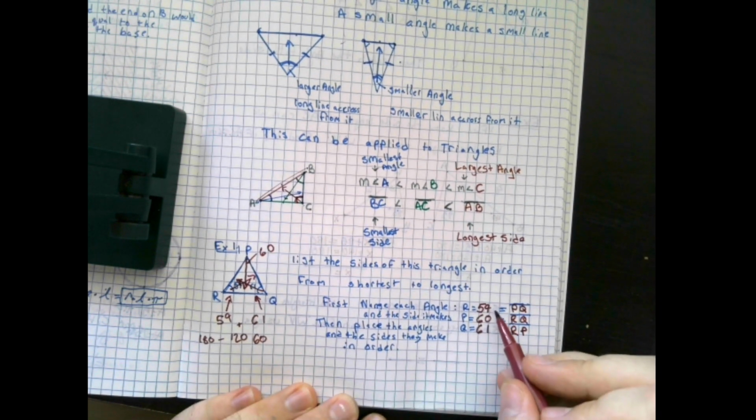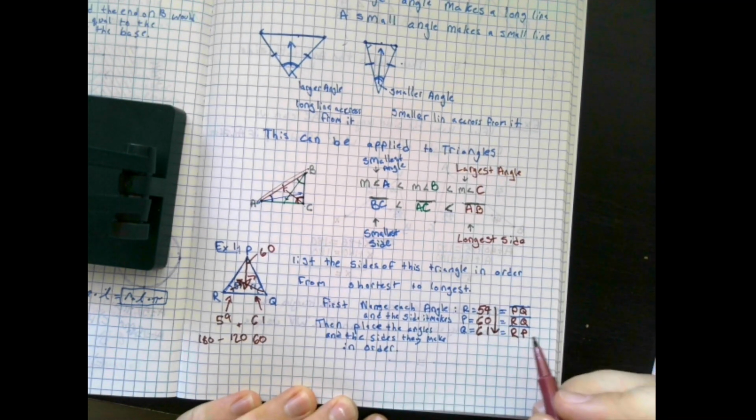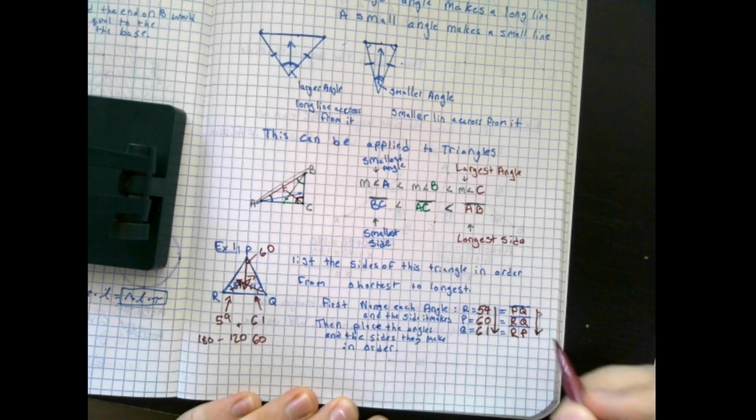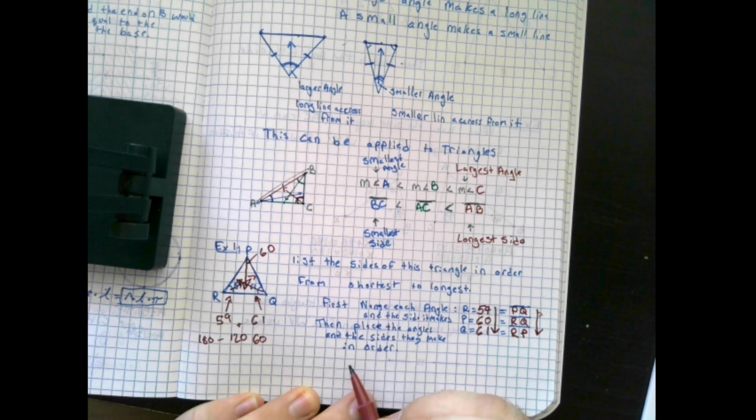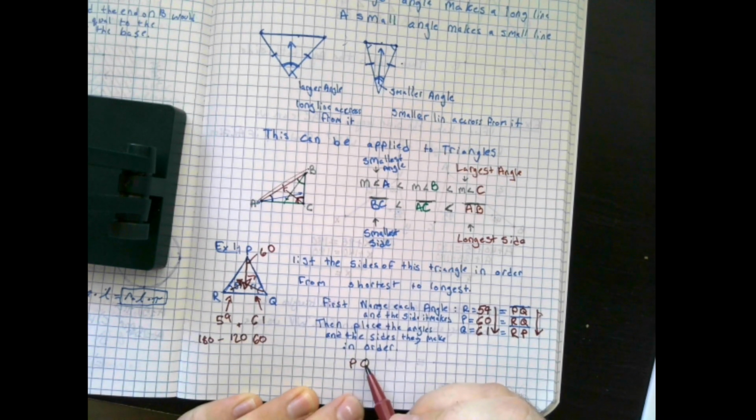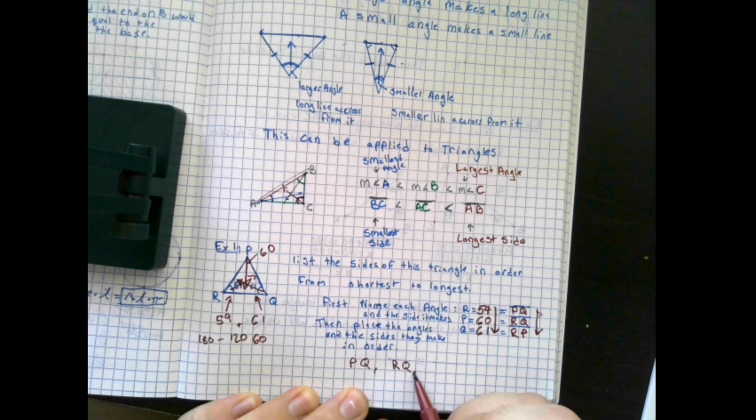That means that since we go down in this order from smallest to largest, this order is smallest to largest for sides. So in order, it would be PQ, then RQ, then RP.